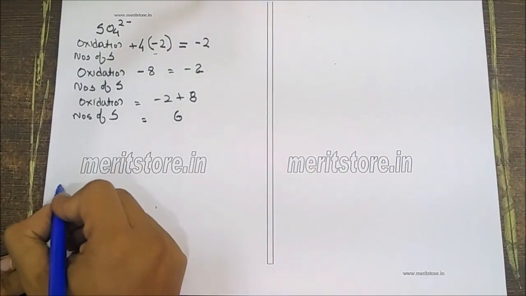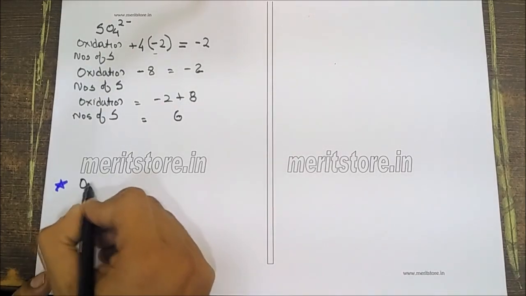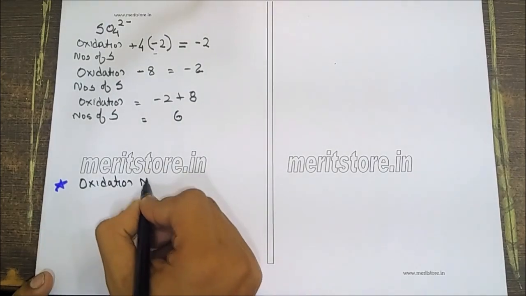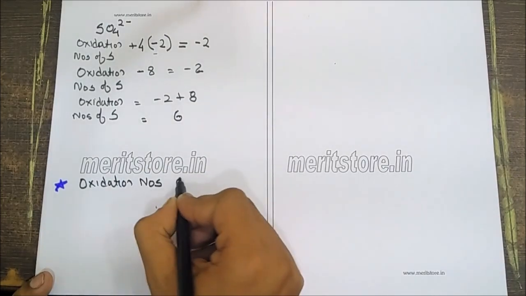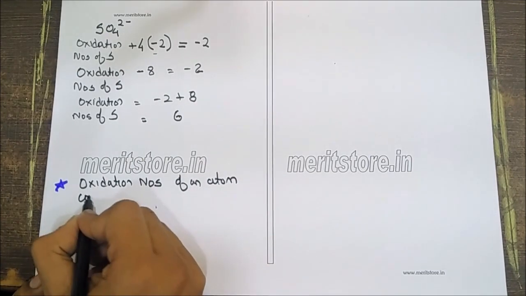six. Now a very important point to be noted is that electron transfer can never be in fractions. But an oxidation number can be in fraction. Remember this, the oxidation number of an atom can be in fractions.